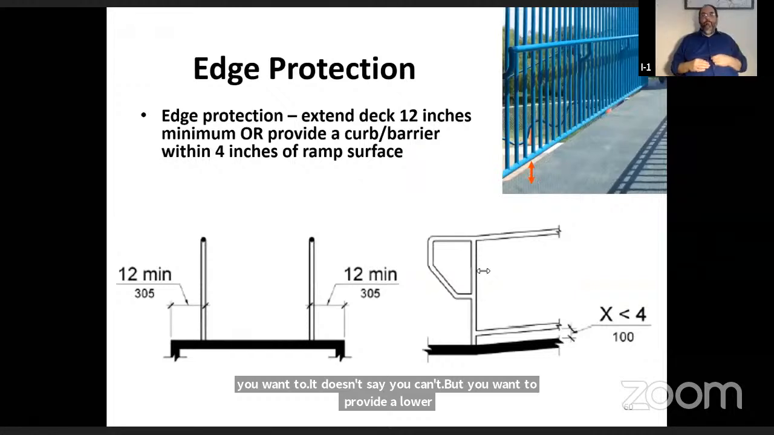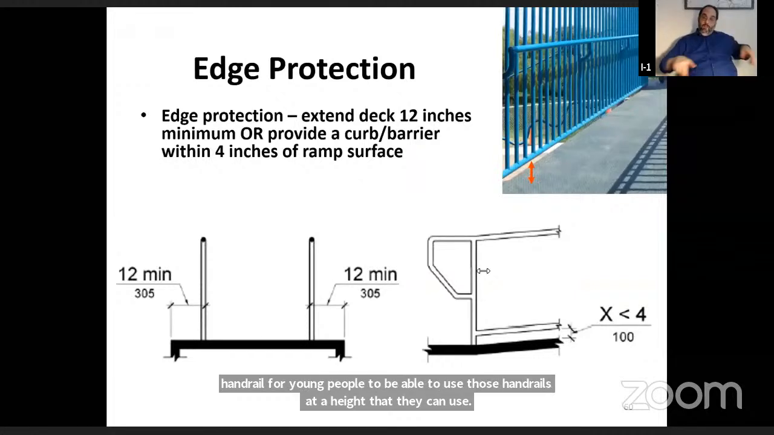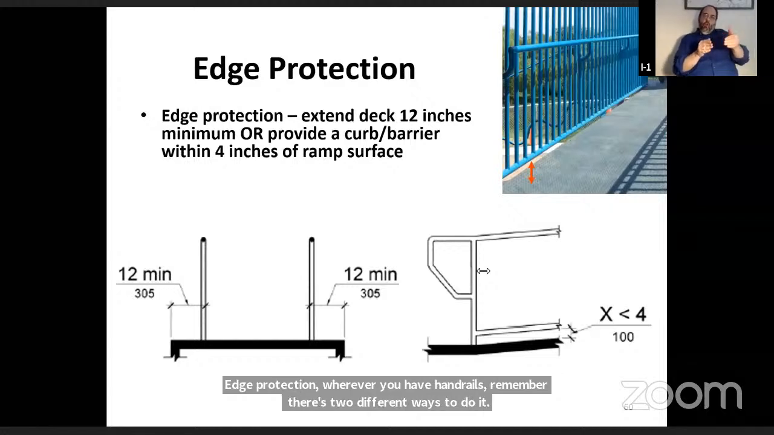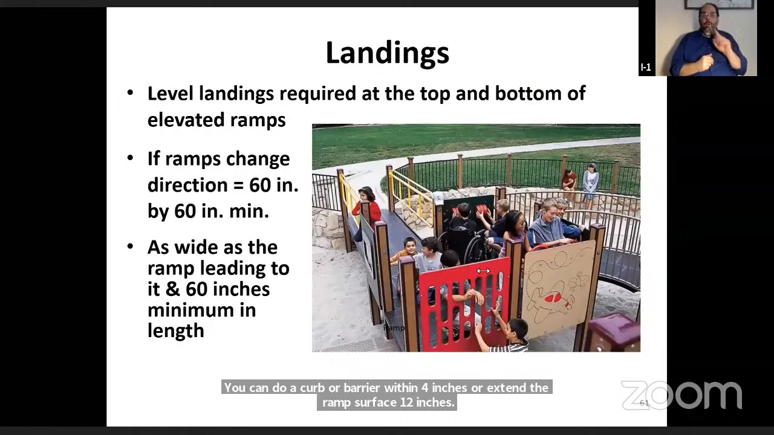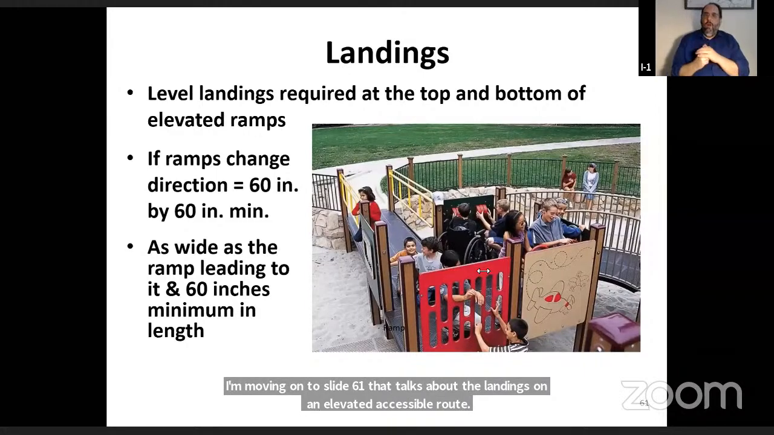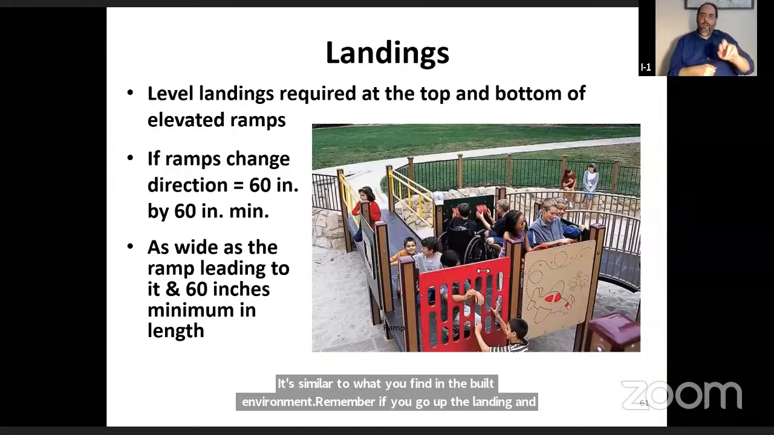Edge protection, wherever you have handrails, remember there are 2 different ways to do it. You can do a curb or barrier within 4 inches of the ramp surface, or you can extend the ramp surface 12 inches. I'm moving on to slide 61 that talks about the landings on an elevated accessible route. It's similar to what you find in the built environment. Remember, if you go up the landing and you keep going straight ahead in the direction of the ramp, it's just a 60-inch minimum length.